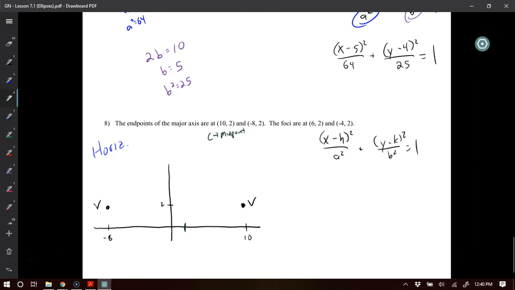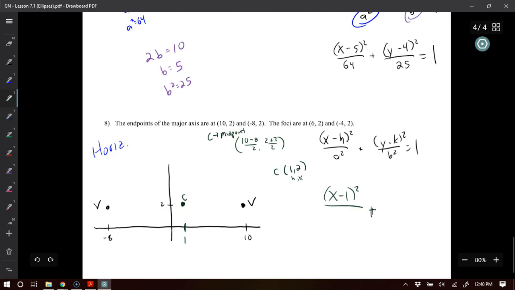Take the x's and add them: 10 minus 8, divided by 2. And 2 plus 2, divided by 2. And my center is the coordinate 1, 2. By the way, you can even count on it if you don't want to use the midpoint formula. So 1, 2 is my center, which means this is my h and this is my k. So I now know x minus 1 squared. I don't know what goes in the bottom. Y minus 2 squared. I don't know what it's underneath yet. Equals 1. Figure out a and b.